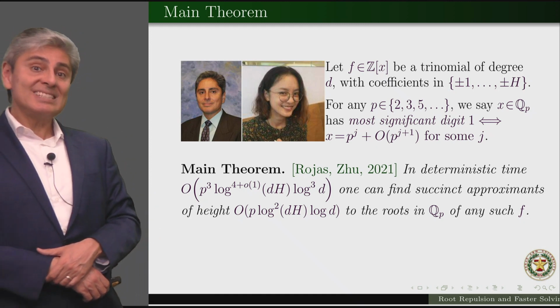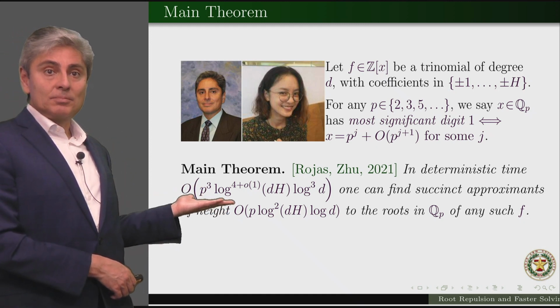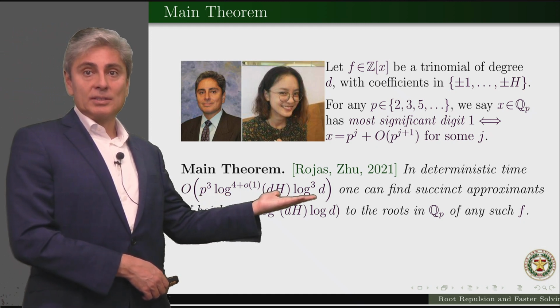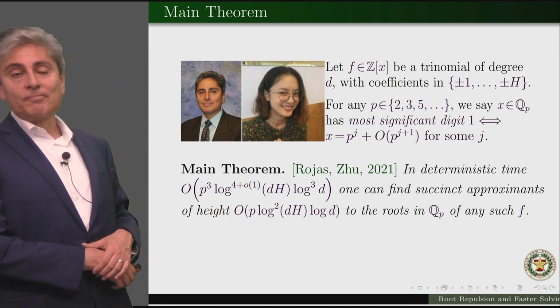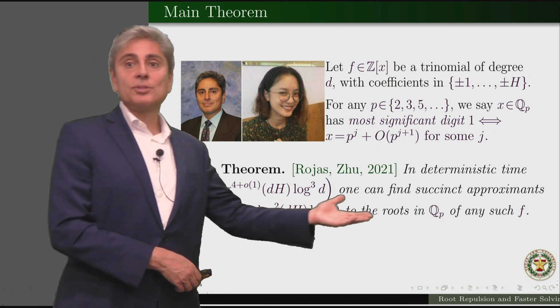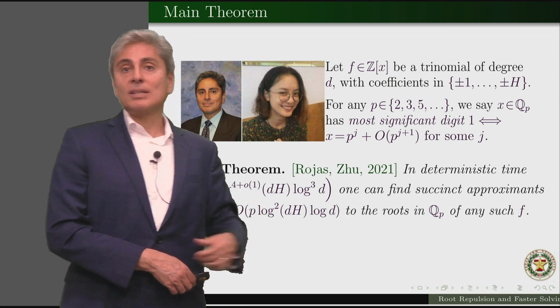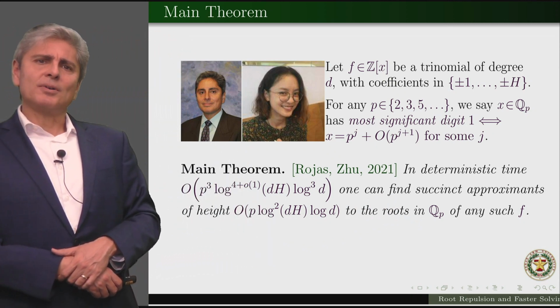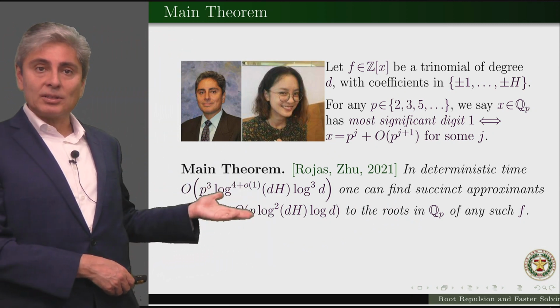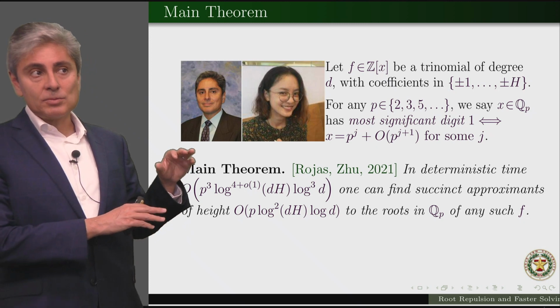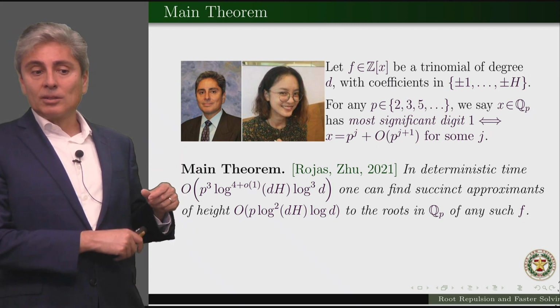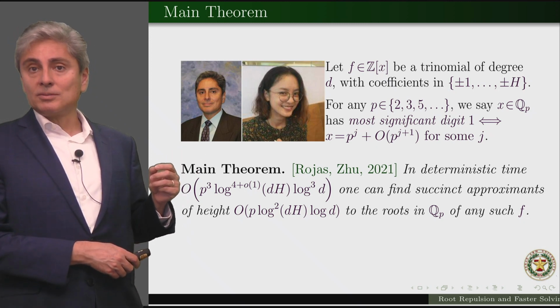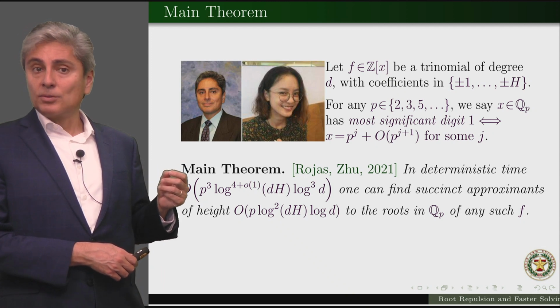In deterministic time, cubic in the prime and 7th degree in log d, you can find succinct approximates of small height to all the roots over the p-adic rationals. Now, what I mean by succinct approximate, I simply mean a rational number with a small numerator and denominator that will converge really, really quickly, doubly exponentially fast, via Newton iteration.